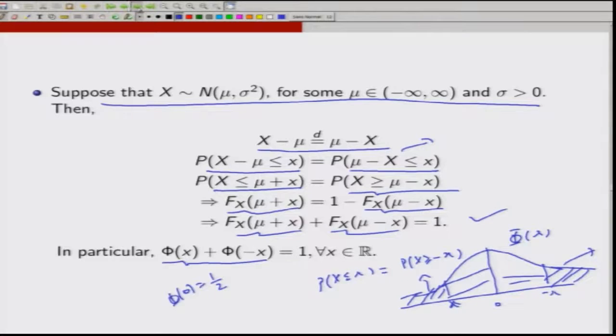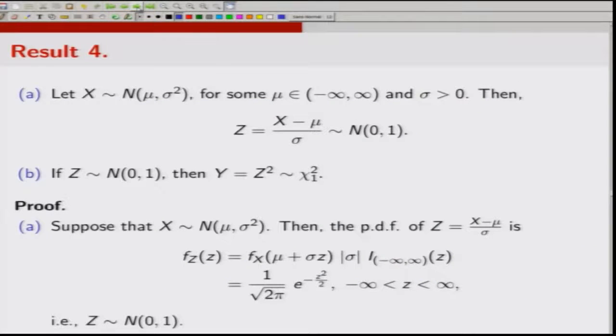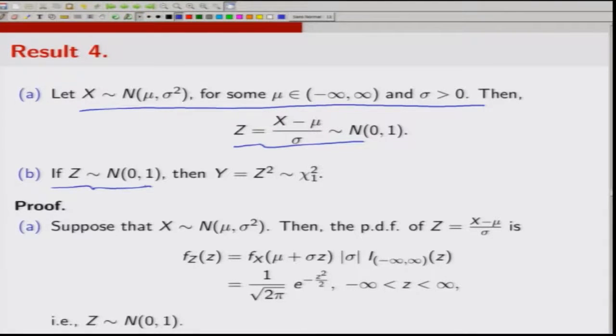Now let us do this result about the normal distribution. Let X be normal mu sigma square for some mu belonging to minus infinity to infinity and sigma positive. Then Z, which is (X minus mu) by sigma, always has normal 0, 1. So one can convert a normal mu sigma square distribution into a normal 0, 1 distribution through this transformation. The next result is if Z is normal 0, 1, then the square of Z is chi square on 1 degree of freedom. So let's try to prove this.